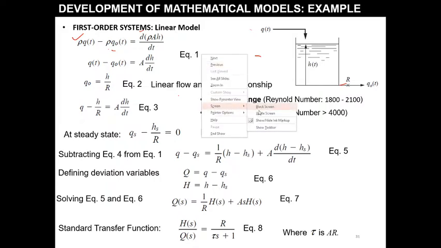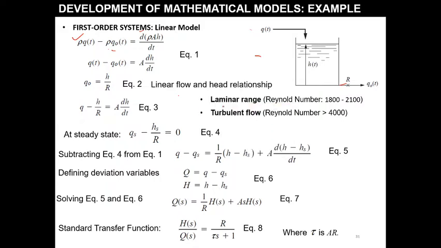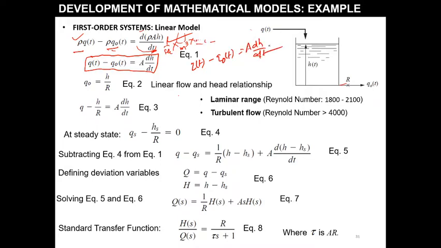But the fundamental remains the same. So rho q t minus rho q naught t is equal to d by dt of rho A h. This is the first equation. Since the density is a constant, you can cancel it. So the equation becomes q t minus q naught t is equal to A dh by dt. This is very, very important. Remember, A dh by dt.